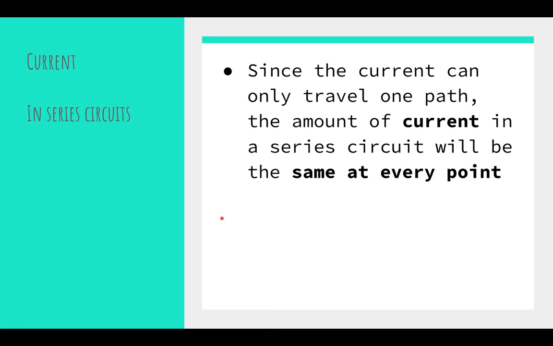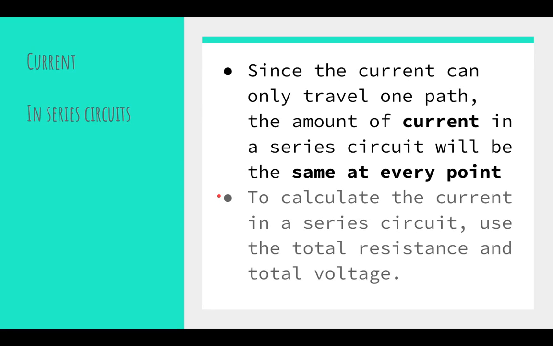So, currents in series. Since the current can only travel one path, the amount of current in the series circuit will be the same at every point. To calculate the current in a series circuit, use the total resistance and the total voltage.